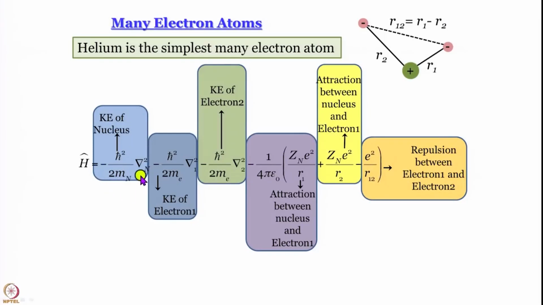This kinetic energy of the nucleus will be expressed completely in center of mass coordinates and we will not worry about it. The second term, of course, I have written it this way, you can write it in any order, it does not matter. The second one that I have written is minus h cross square by 2 me, me meaning the mass of the electron, del E square.